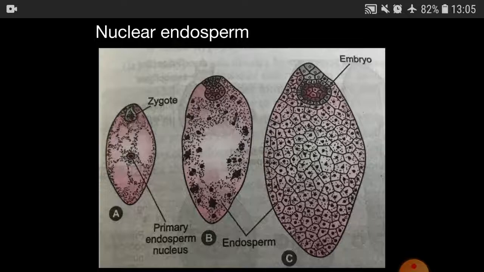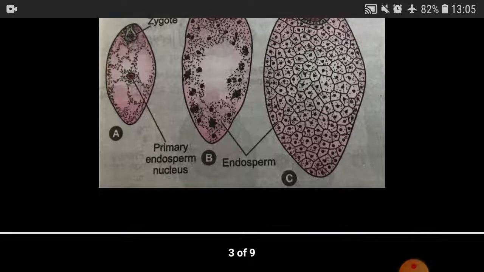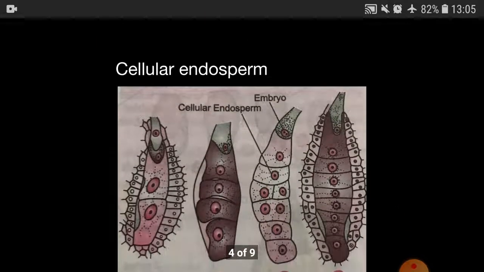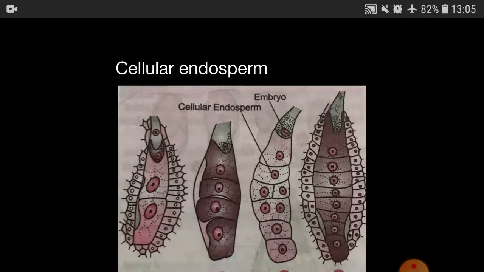Here you can see in the diagram also it is displayed that first the nuclei are dividing without cytokinesis and finally the cellular endosperm is formed. Now next we come down to the second type, that is the cellular endosperm.